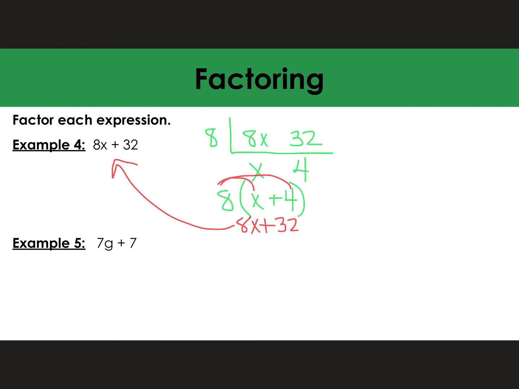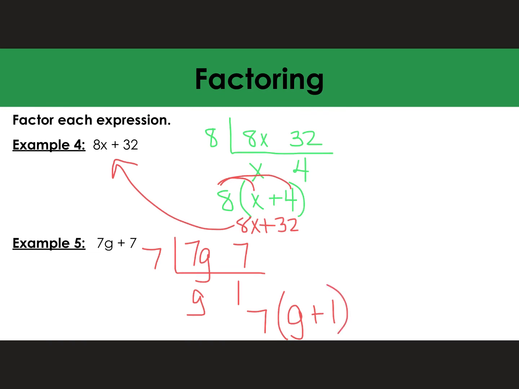All right, 7g plus 7. So we are going to factor, find the GCF of 7g and 7. I can see I can factor 7 out of both of those. 7 times g equals 7g, and 7 times 1 equals 7. So my GCF, which is 7, goes in front. And then I have what's left, which is g plus 1.